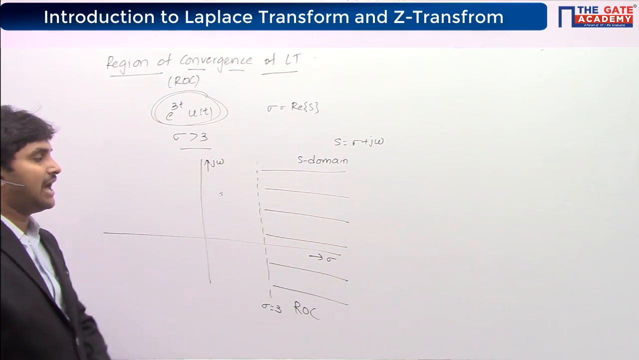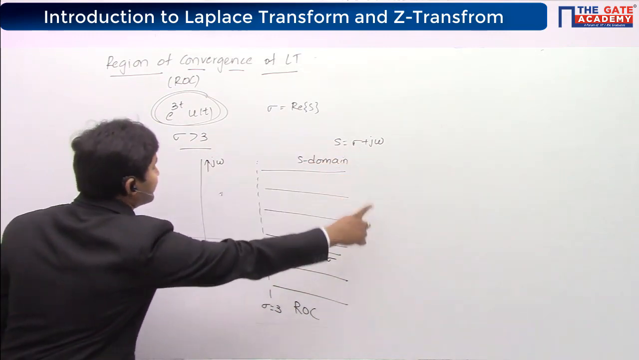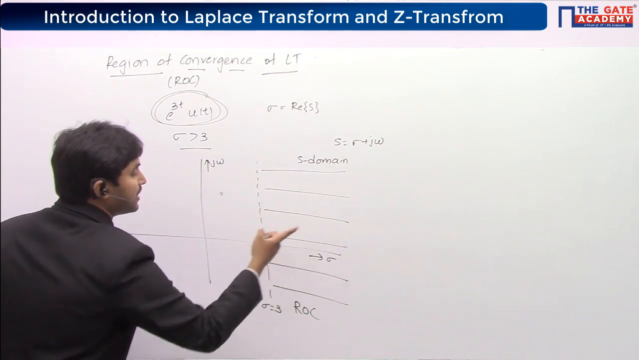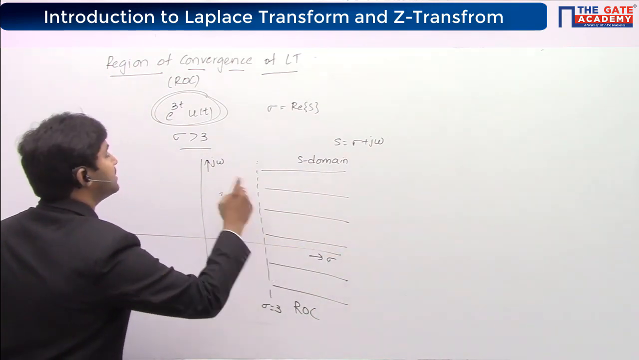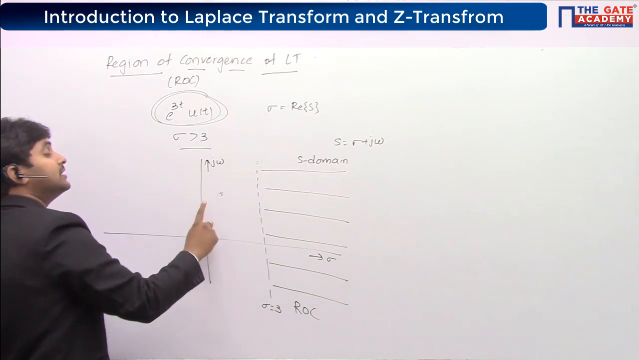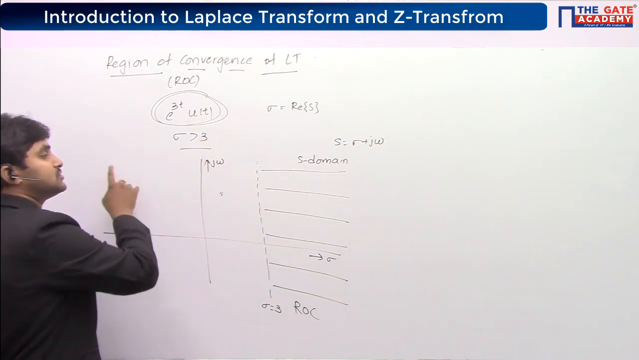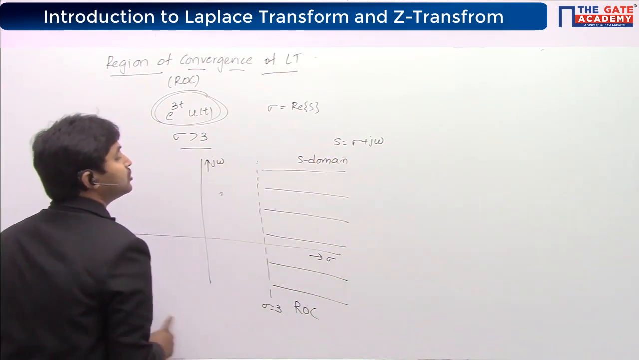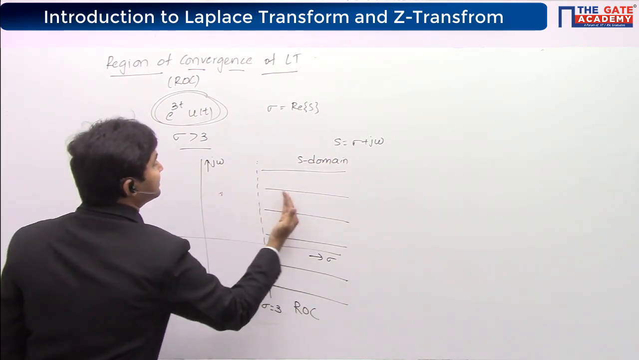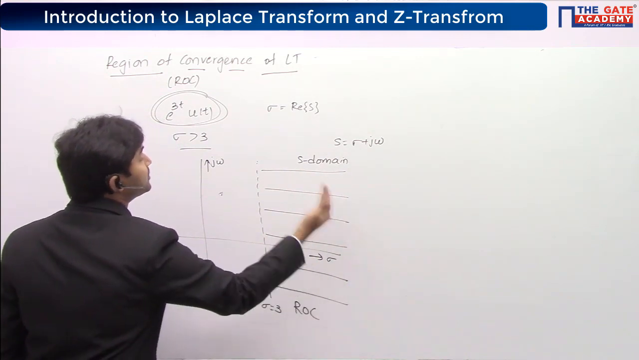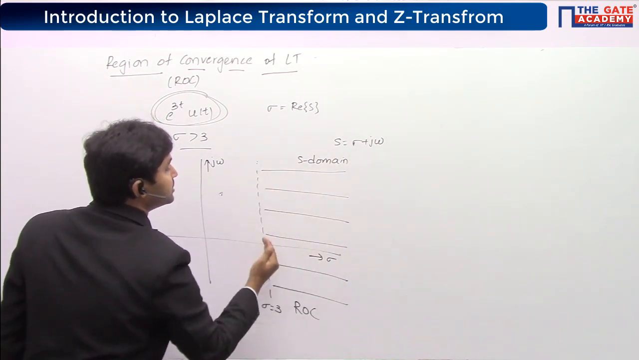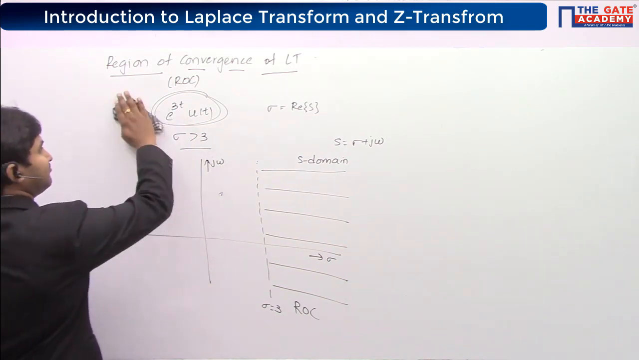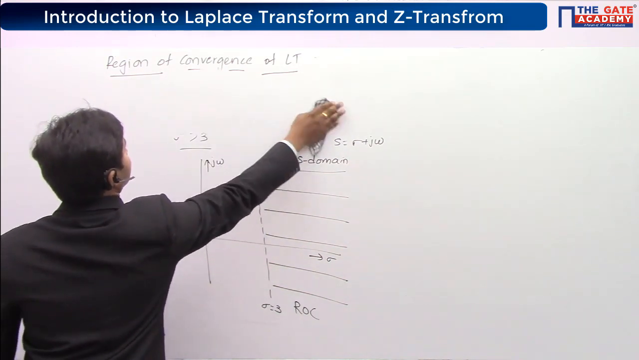So this is what we call the ROC. When we are drawing the graphical representation, we have sigma as the real part, which becomes the x-axis, and j omega, which is the imaginary part, becomes the y-axis. So we call this the S domain. Any part which is greater than sigma equal to 3 is going to be part of the region of convergence. Please note it down.